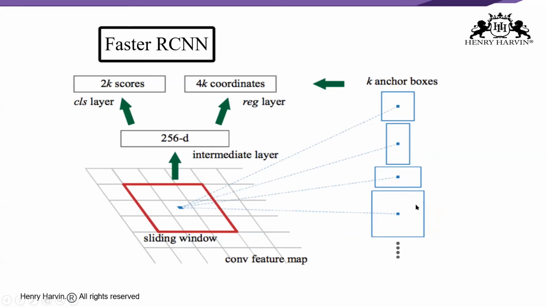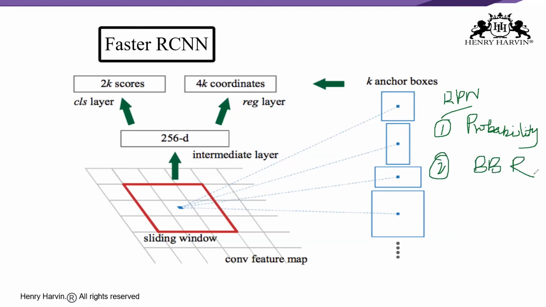So these anchor boxes predict two things. The first is the probability that the anchor is an object. This is predicted by the RPN. It does not consider which class the object belongs to, but it tries to find out whether it is an object. The second is the bounding box regressor, for adjusting the anchors to better fit the object.